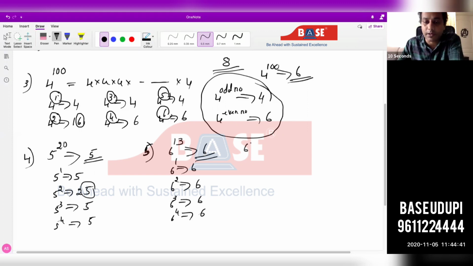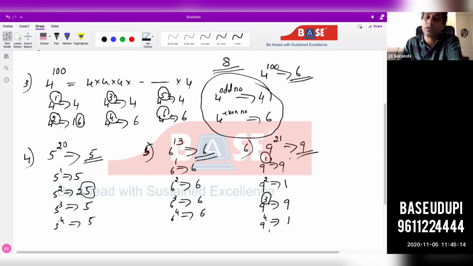Okay, let me take, say, 9 to the power 21. First is finding 9 to the power 1, that is 9. Then 9 to the power 2, that is 81, which ends with 1. Then 9 to the power 3, 729, or 1 into 9, ends with 9. Then you again multiply by 9, it ends with 1 only. So what does 9 to the power 1 end with? 9. 3 ends with 9. 5 ends with 9. So 21 also ends with 9.